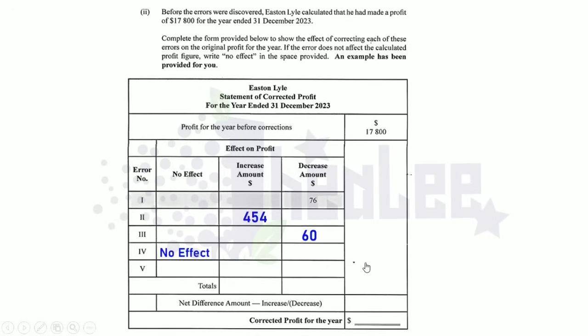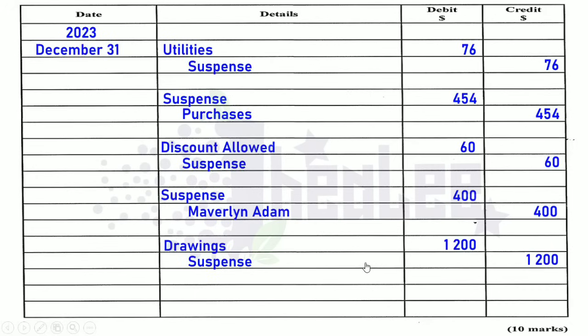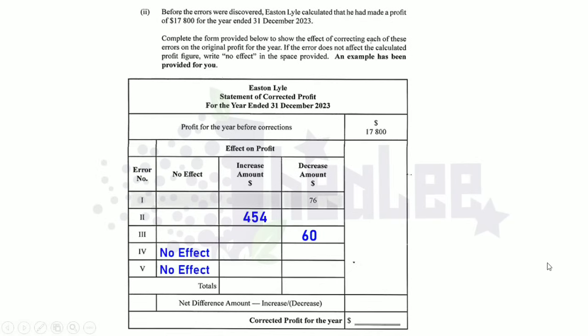Okay, let's move into error number 5. Error number 5 is drawings. Drawings affect capital, and therefore that is used in the balance sheet preparation. So again, drawings, error number 5, will not have an effect on the profits. So again, we're simply going to indicate no effect.